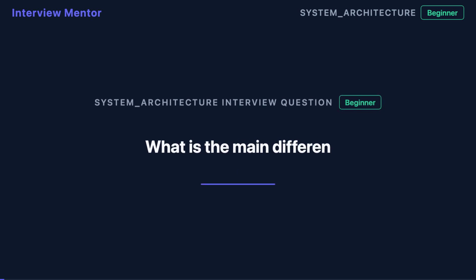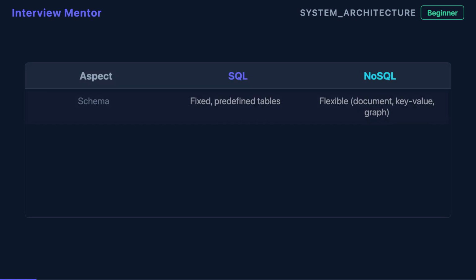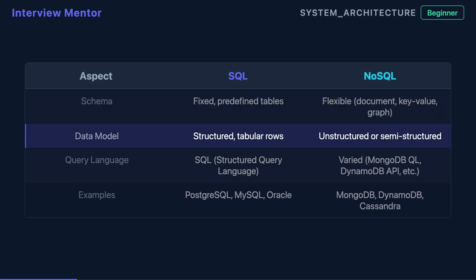SQL versus NoSQL. It sounds like a battle, but it's really about choosing the right tool for your data. Let's break down the core differences. First, schema and structure. SQL databases like PostgreSQL or MySQL store data in tables with fixed schemas. You define columns and types up front, and every row follows that structure.